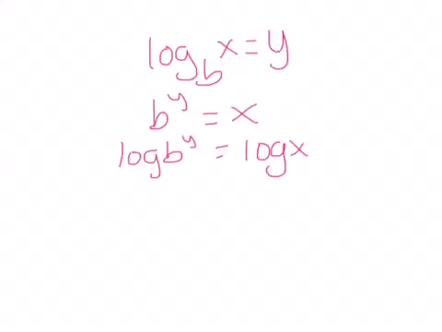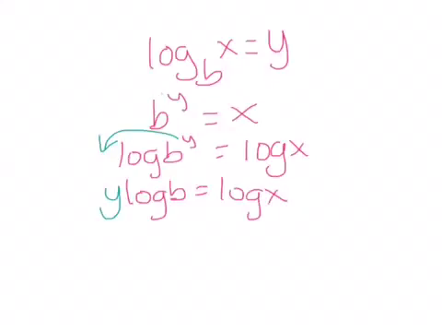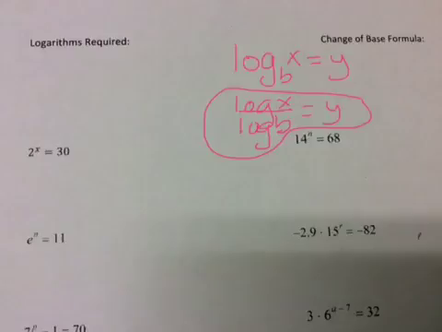Now we know that through properties of logs that we can take this exponent and put it out in front. So now it's y log b equals log x. And now if I want to get y alone, I would divide both sides by log b. So you can see that y equals log x over log b. So that's where the formula comes from. Basically the log of the argument over the log of the base.